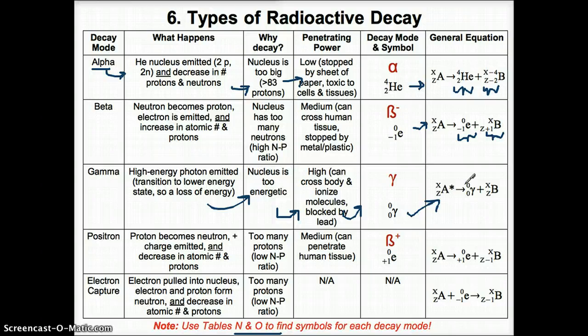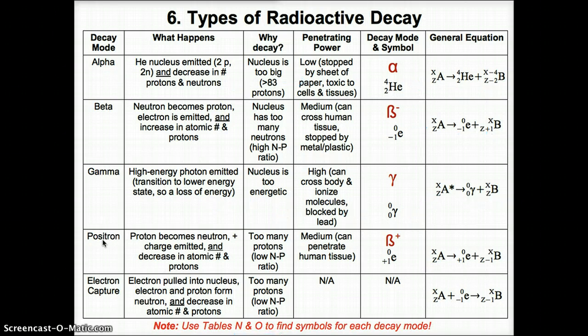Now, the general equation for gamma is nuclide A with mass X and charge Z is energetic. That's what the star means right here. And because it's so energetic, we need to bring down the energy. How does it do that? It undergoes gamma decay to form two things, a gamma particle with mass 0 and charge 0, as well as particle B with the same mass X and the same charge Z as the original, only this time it's less energetic since energy is released in the form of gamma particles or a high energy photon.